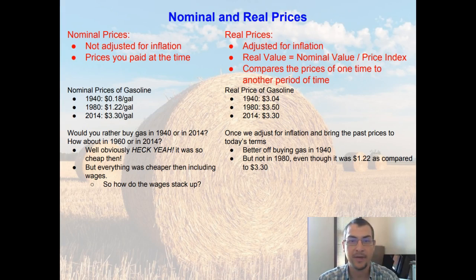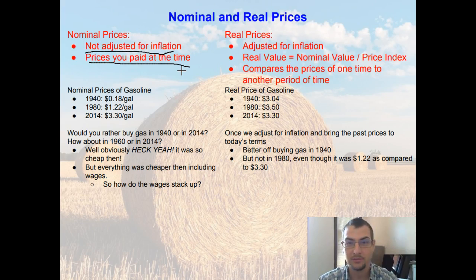So now we're going to talk about two different types of prices that we talk about quite often in economics, both nominal and real prices. So what are nominal prices? Nominal prices are the prices that have not been adjusted for inflation. These are the prices you paid at the time. You talked to that old timer, he said, well, back in my day, price of gas was 25 cents. Well, that was the nominal price. That's the price you paid at the time. That was the price you paid at the pump.